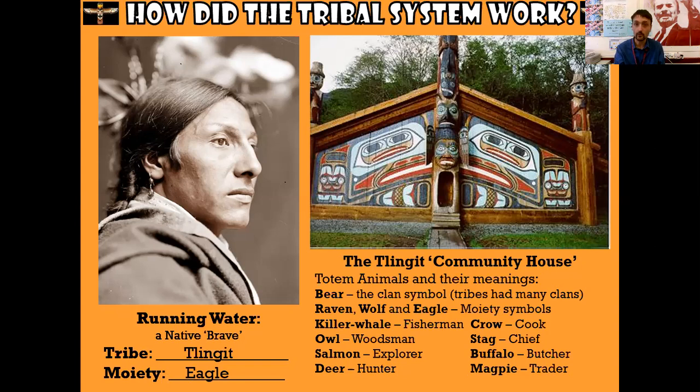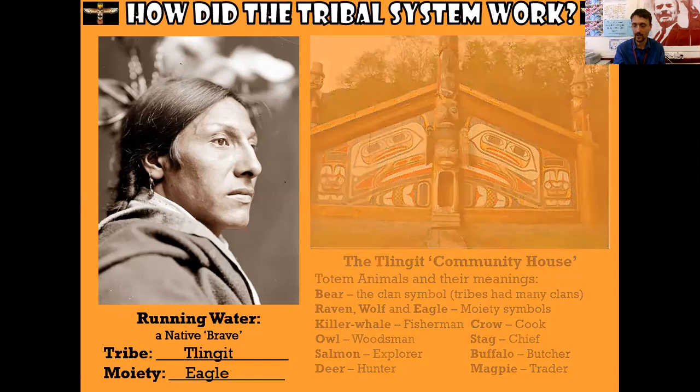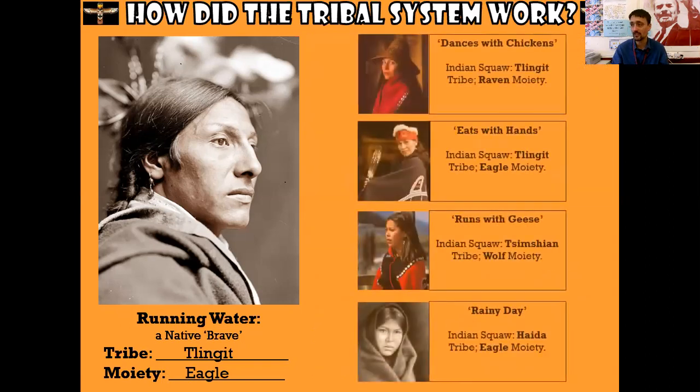Running Water is coming of age. He's going to marry. Who can he marry? Now, if you read this thing, it says to make sure they didn't interbreed, they used moieties. People are allowed to marry into the same tribe, but not the same clan, and were forbidden from marrying into the same moiety. Tribe was gained from the child's father and moiety from the child's mother, that way avoiding interbreeding.